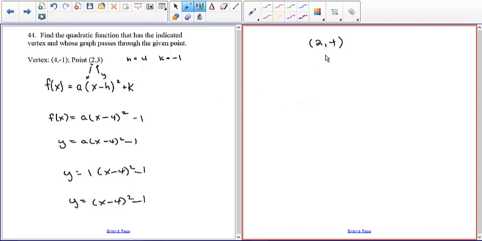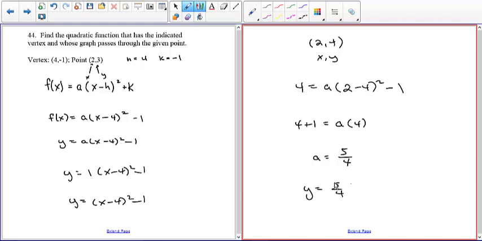So again, this is the x value, that's the y value. So when you get to here, you say y equals 4 equals a times (x, which is still 2, minus 4) squared minus 1. So when you move 1 to the other side, you get 4 plus 1 instead of -1. So you get a, and then 2 minus 4 is -2. -2 squared is 4. So you get a is equal to 5/4. So then the equation would be 5/4 times (x minus 4) squared minus 1.